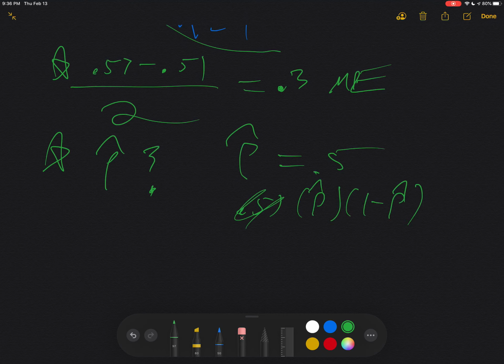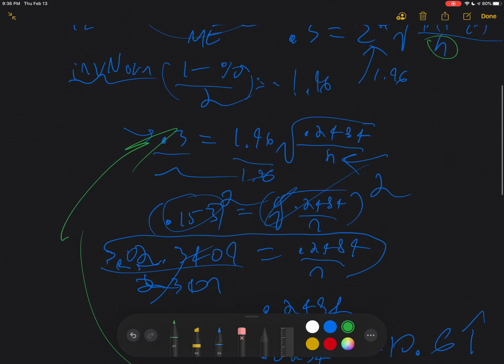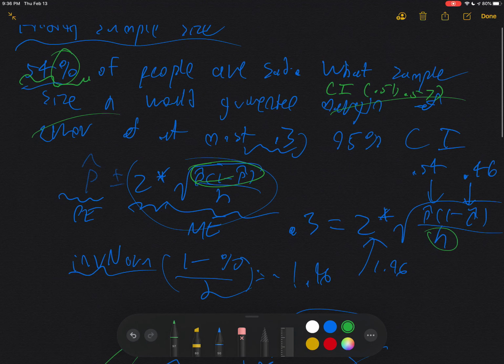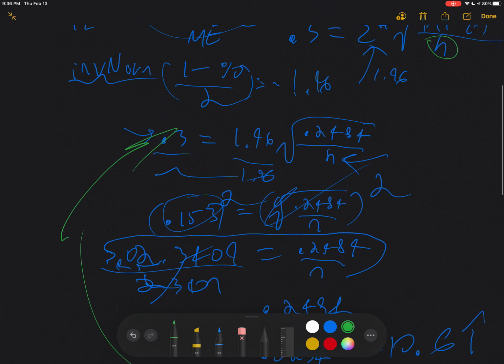You can try this in your calculator. If you do 0.5 times 0.5, you get 0.25. And if you try 0.6 times 1 minus 0.6, you get 0.24. So 0.5 gives you the maximum value for p hat times 1 minus p hat. Since you're trying to maximize this, you put 0.5 and then solve for n from there.